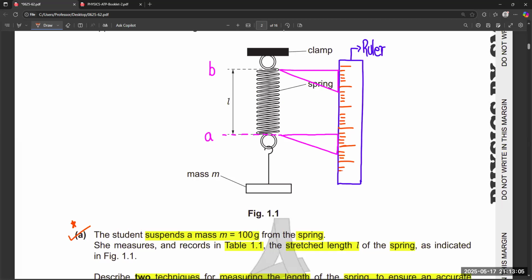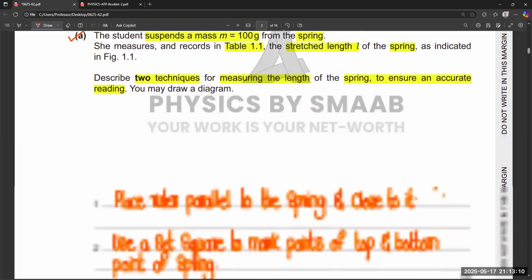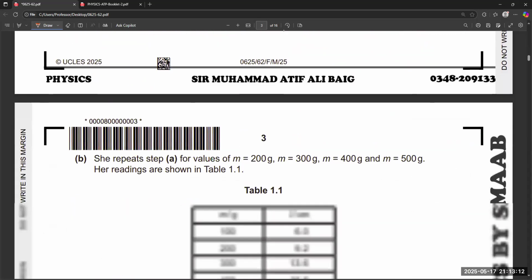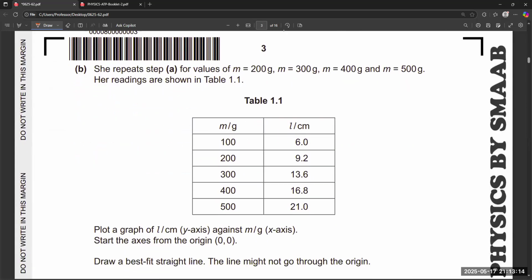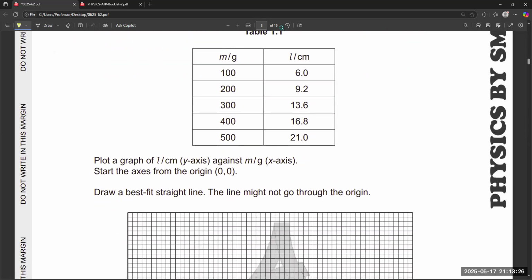So this is a repeated idea in your questions. Next part. Now she repeats step A for values of M 200, 300, 400, 500. So there are different masses given in the table. Now we have to plot a graph of length against mass.